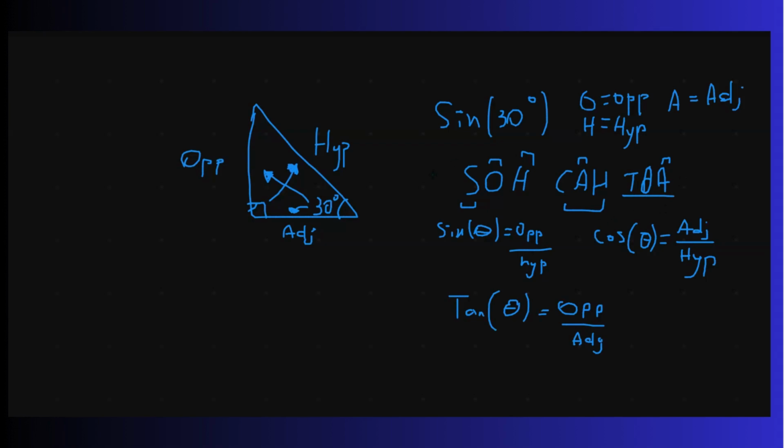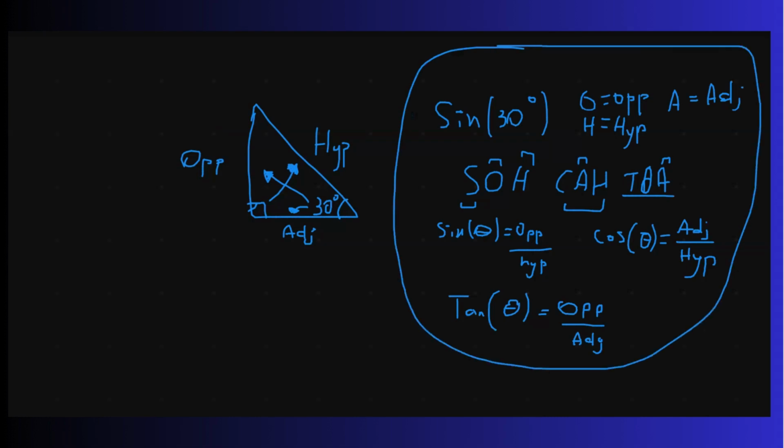So now, using this, we can go ahead and find the sine of this triangle. For example, using SOH CAH TOA. So now with all this information right here, I want you guys to remember all of this. So we're gonna need this.